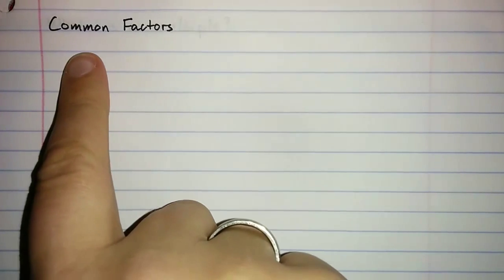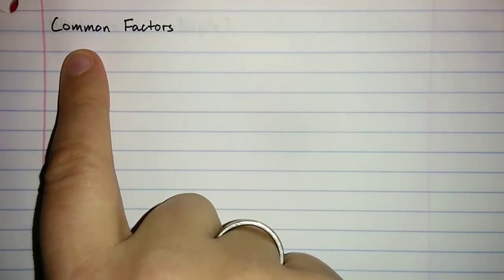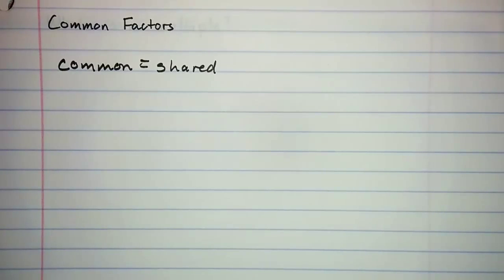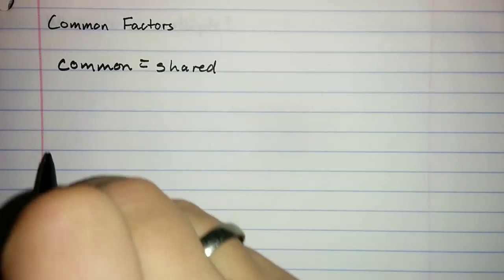What does it mean to be a common factor of two numbers? Well, it's really right there in the name. Common means shared, like you have things in common with your friends. So a common factor of two numbers is just something that's a factor of both.